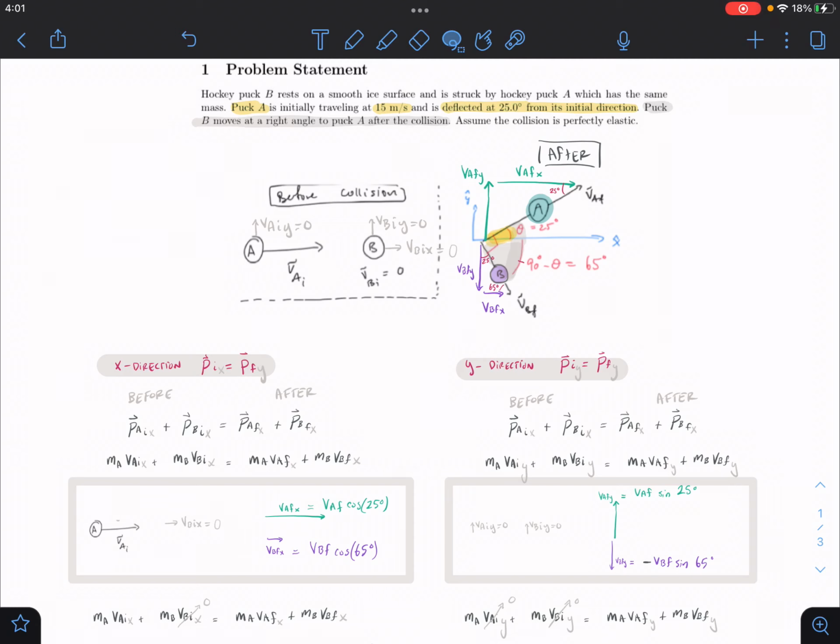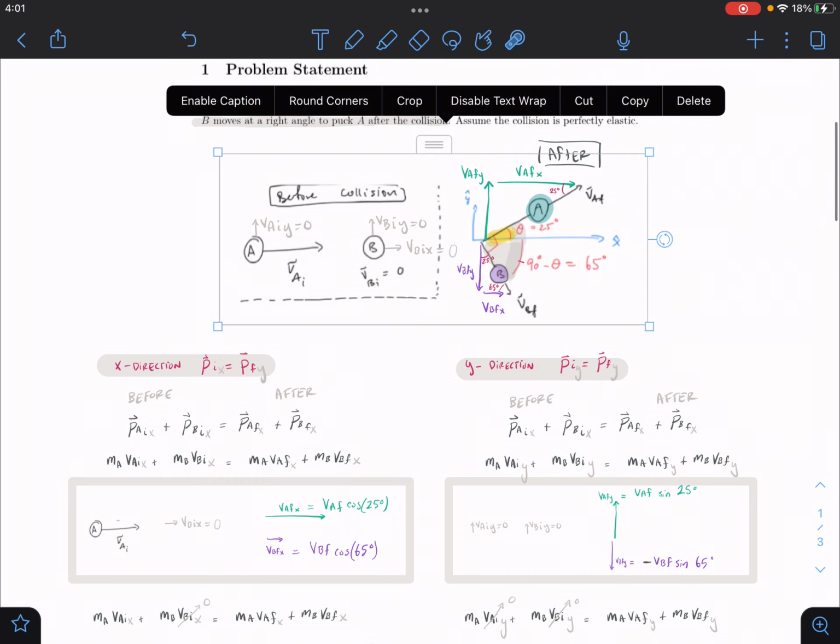Okay, so I'm going to quickly scroll through this. All right, conservation of momentum.